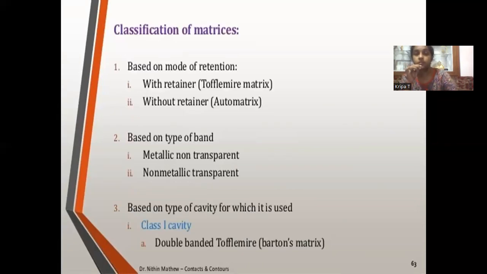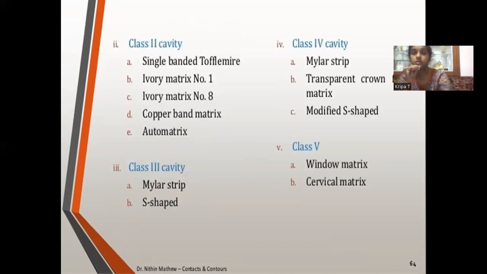Matrix system is classified based on mode of retention as those with retainers and without retainer, based on the type of band as metallic and non-metallic, and based on the type of cavity. Class 1: double banded Tofflemire, Barton's matrix. Class 2: single band Tofflemire, Ivory 1, 8, copper band and auto matrix. Class 3: mylar strip and S-shape matrix. Class 4: mylar strip, transparent crown form, modified S-shape. Class 5: window matrix and cervical matrix.